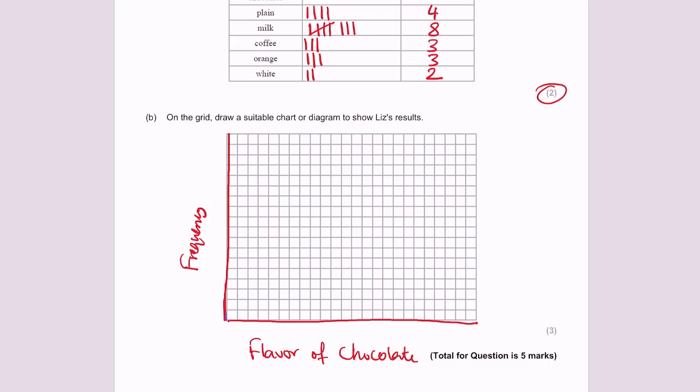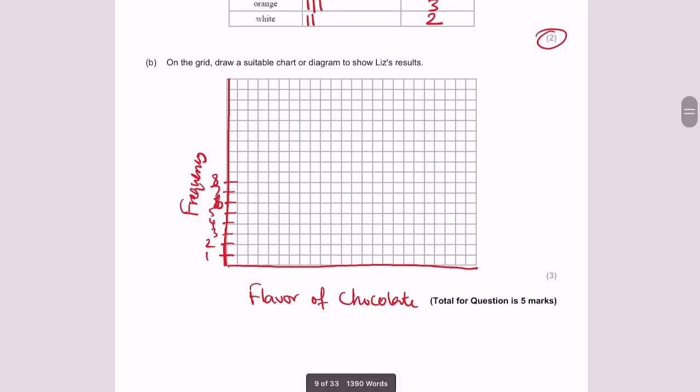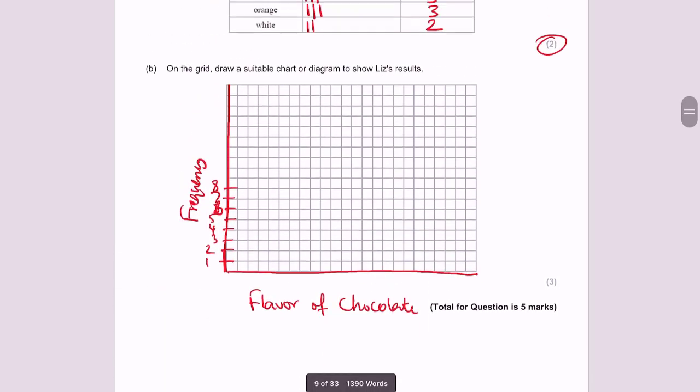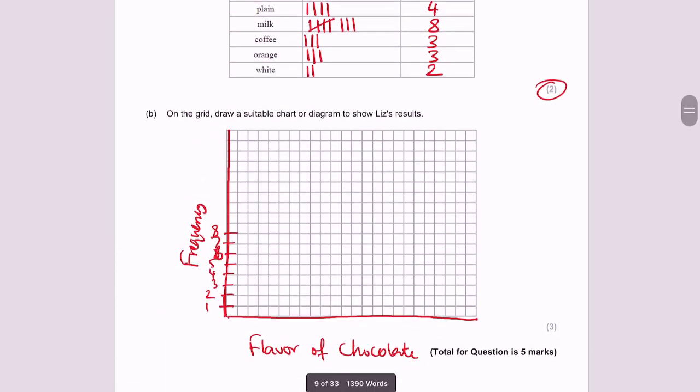So we have plain to start off with, which is 4. So let's write down the numbers here. So let's say 1, 2, 3, 4, 5, 6, 7, 8. I could have gone in 2s. Probably would be better going in 2s, but I'm doing it in 1s. 4 for plain. So let's draw up to 4.